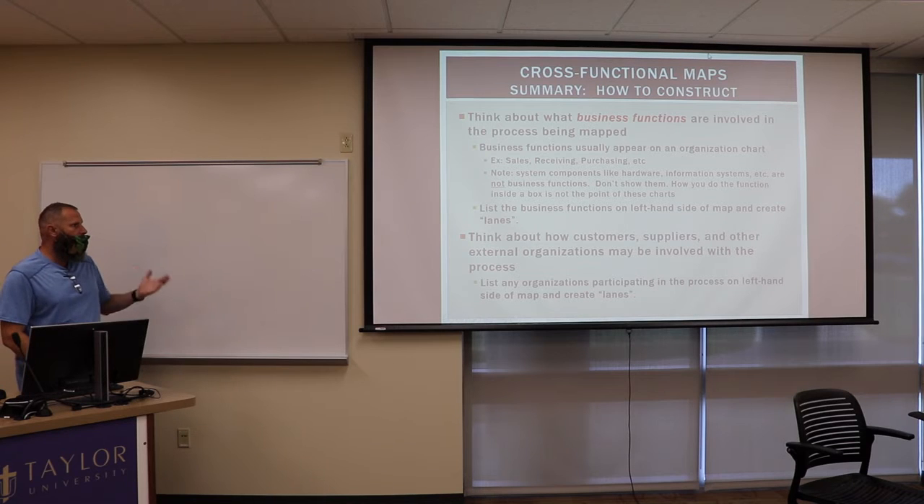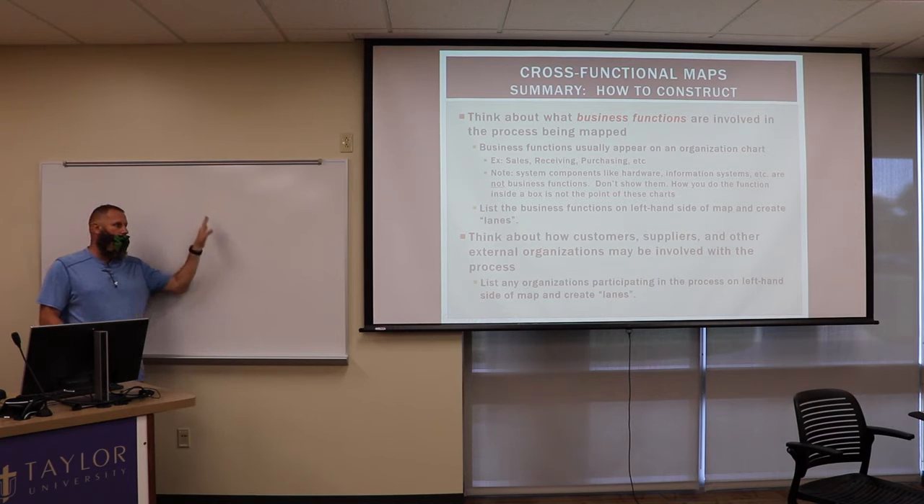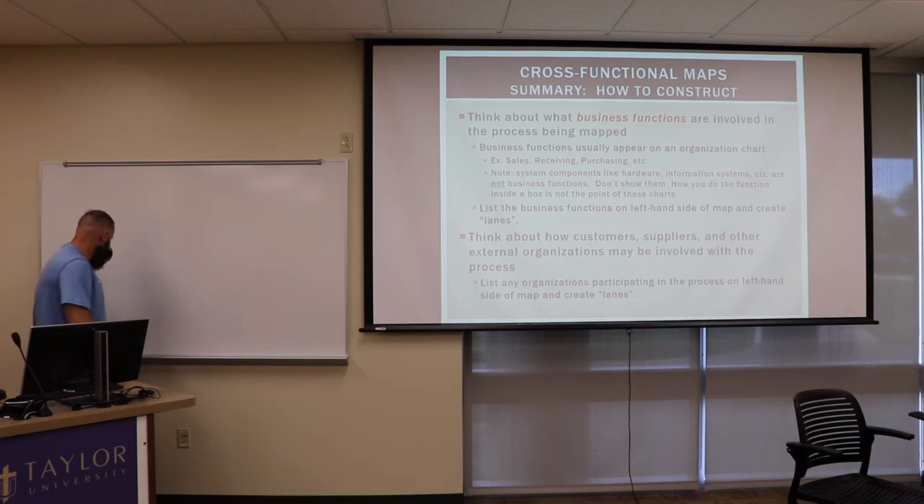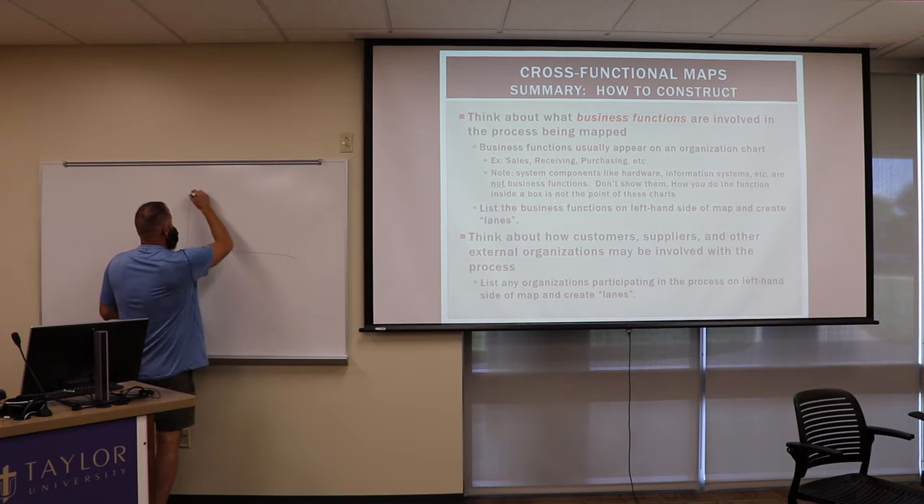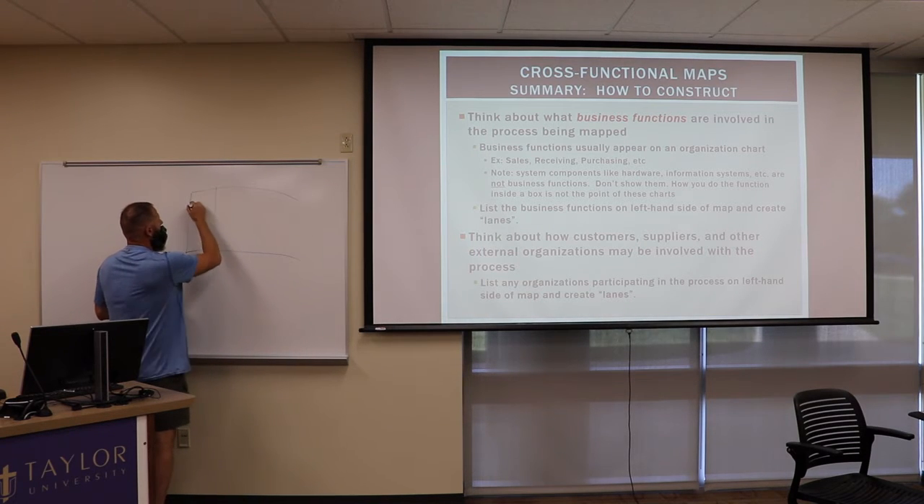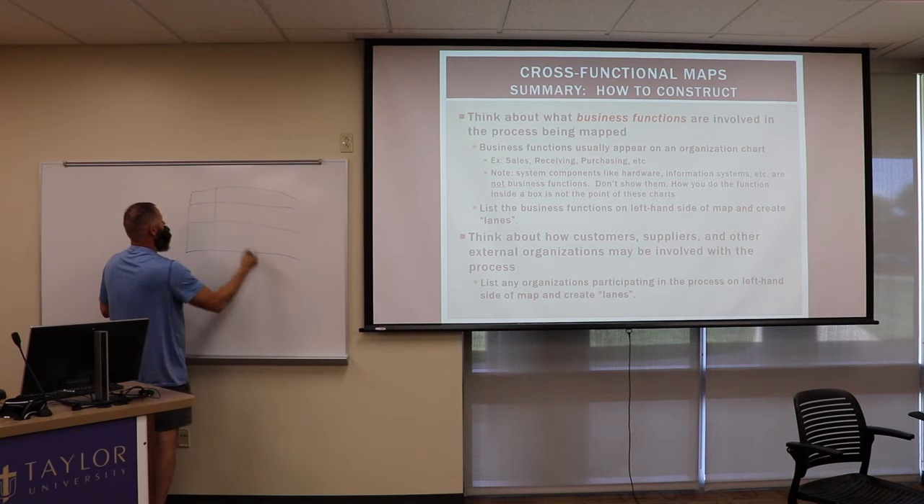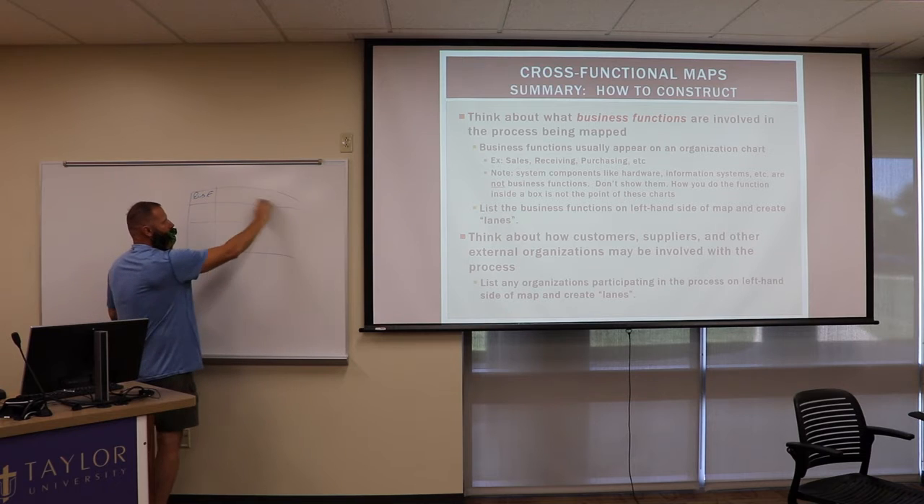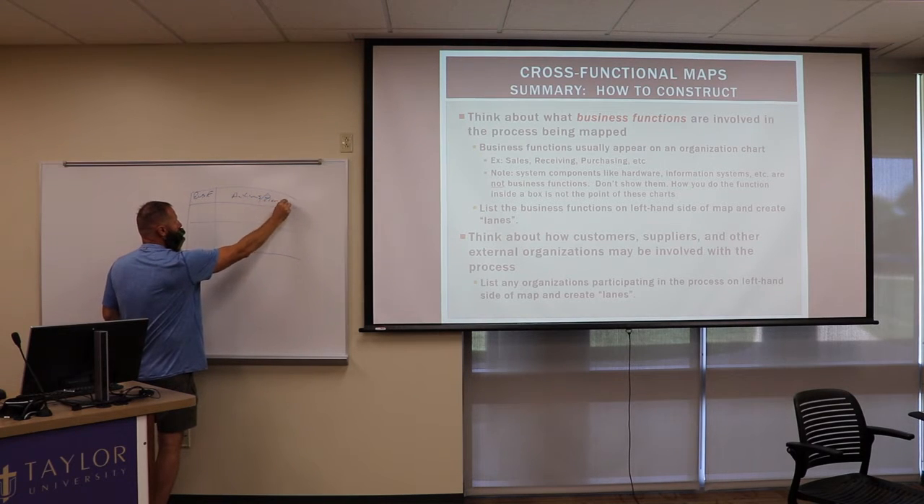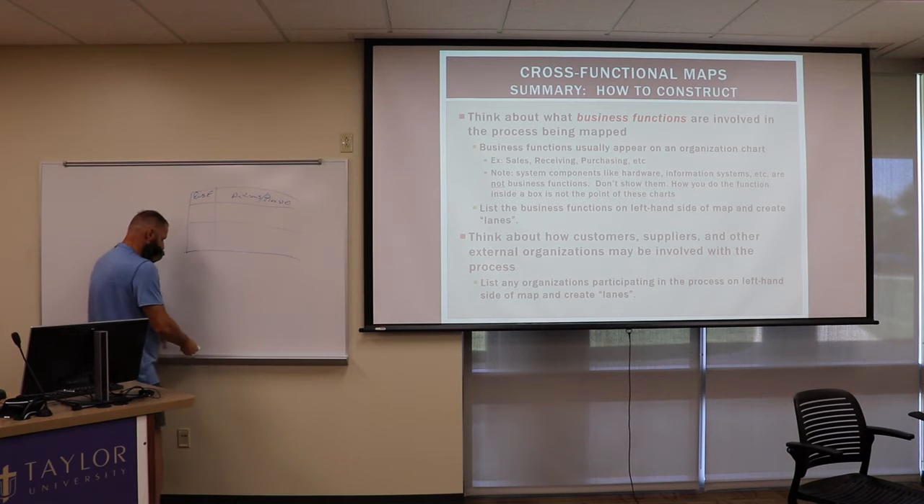These functional areas will be listed on the left-hand side of our swim lane process chart, or cross-functional process map. You'll see this in just a second: business functions on the left, and then over here we're going to talk about the things that are actually going on. Actions and processes, or rather, processes and actions.